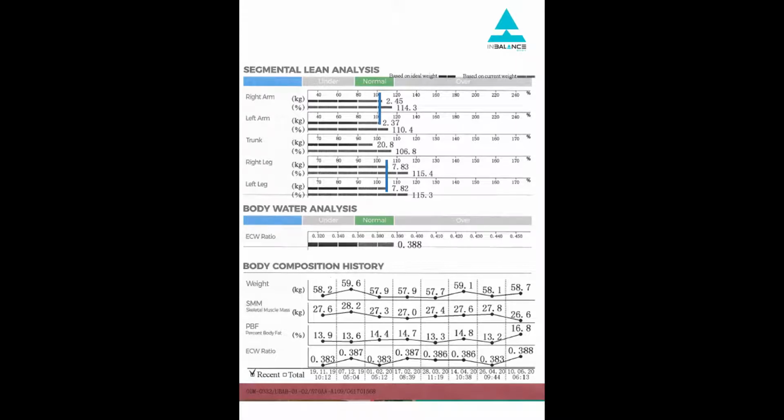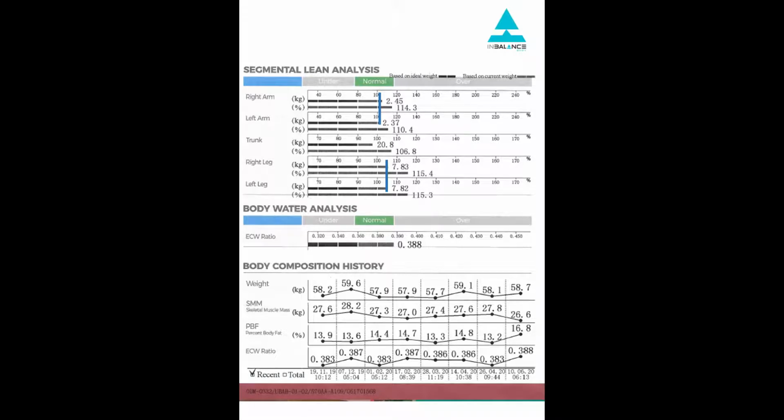We'll talk about this again on the next slide when we look at the body balance evaluation, but you can also look at that from top to bottom to see whether you need to maybe focus a little more on legs versus upper body. The body water analysis is your extracellular water to total water ratio.